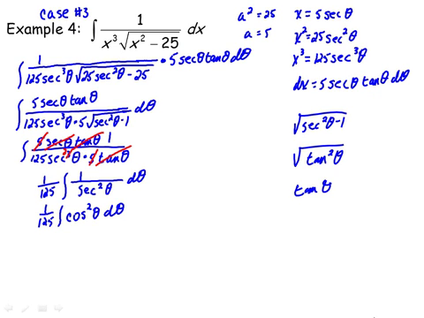Go back to Roman numeral number 2. Cosine squared x, cosine square theta. So we have 1 over 125 times the integral. We can substitute in for cosine square theta. There's probably even a trig.